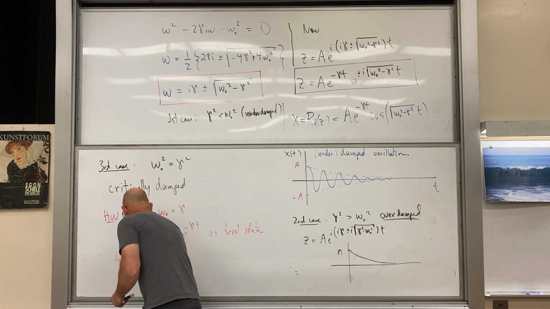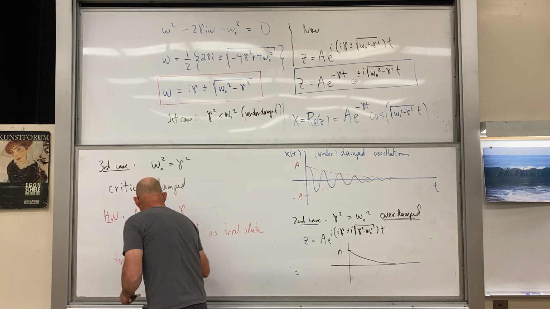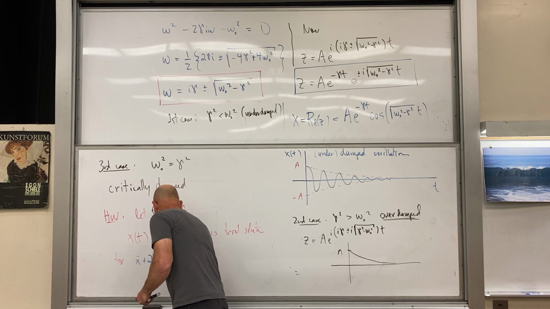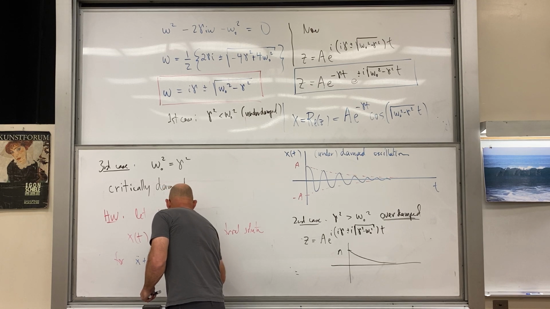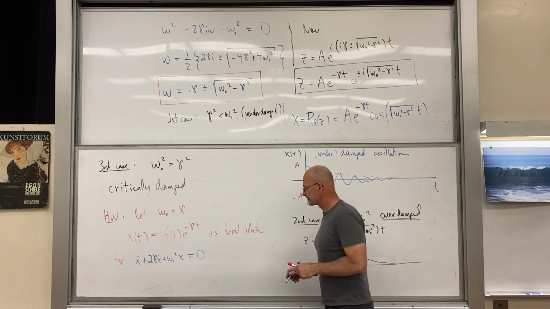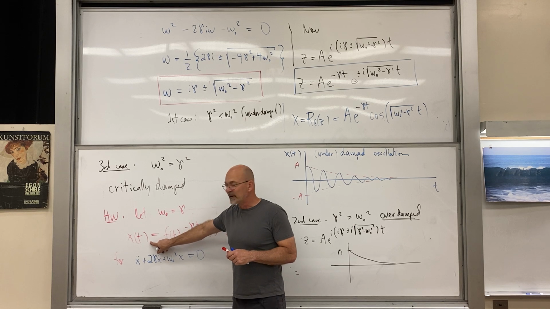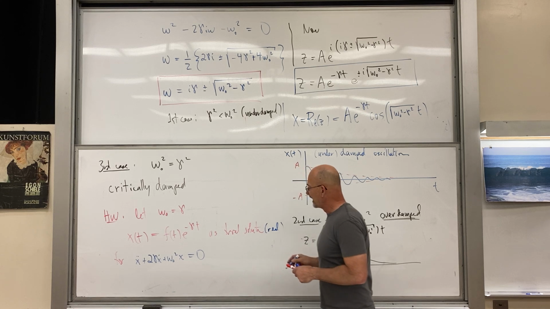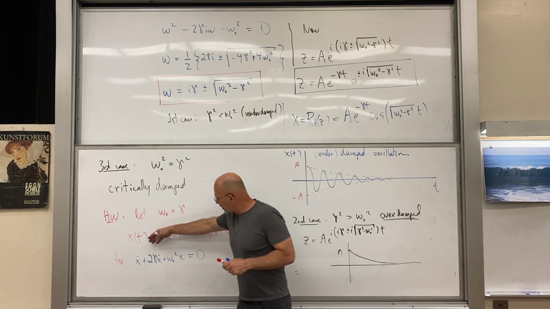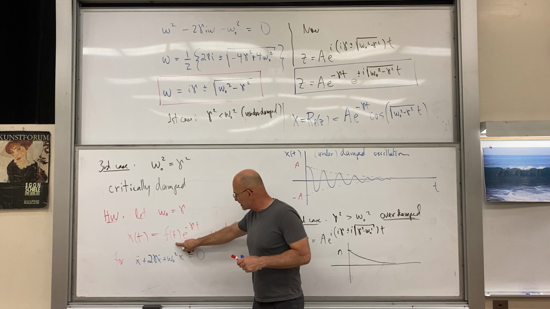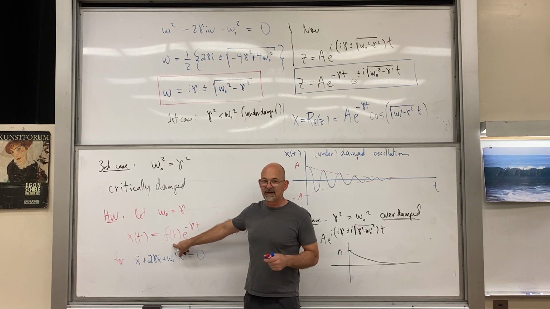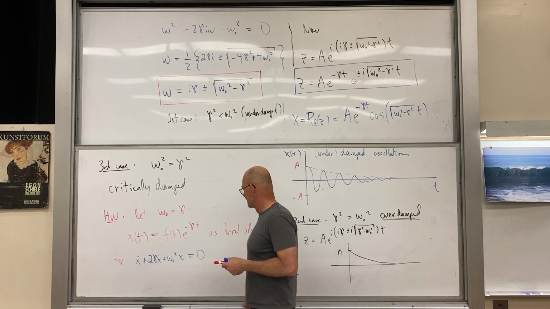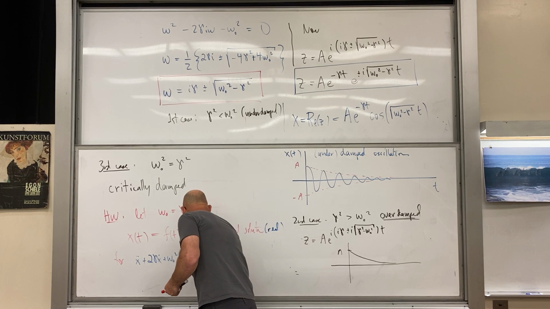Namely for x double dot plus 2 gamma x dot plus omega naught squared x equals 0. So this is a real one this time. And what will happen when you go into the differential equation with this trial solution, you'll get a differential equation for f of t, which is, by the way, a very simple one. Find f of t.